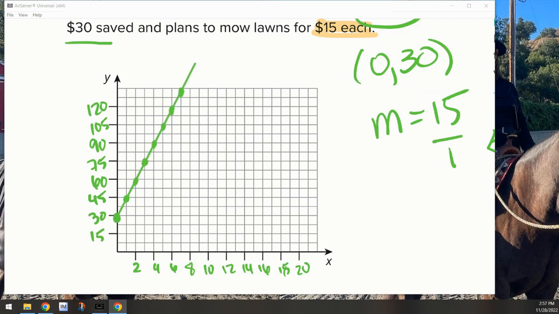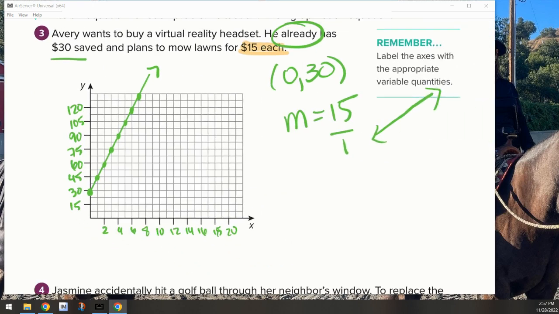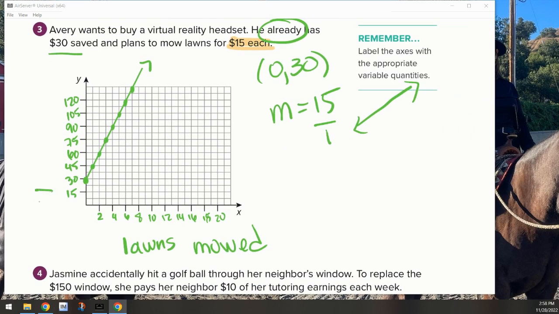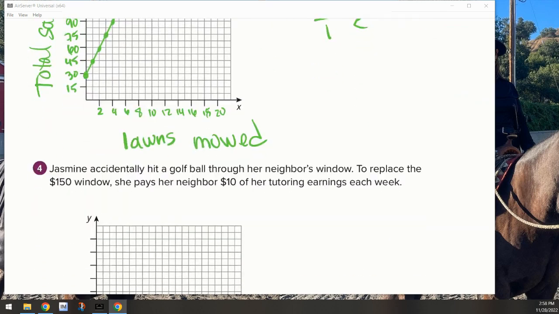Now, am I totally finished with this? No, because I really should be labeling. So this down here are lawns mowed, total saved. Okay. Oh, look right there. I didn't even see that. It says label axes. Okay.